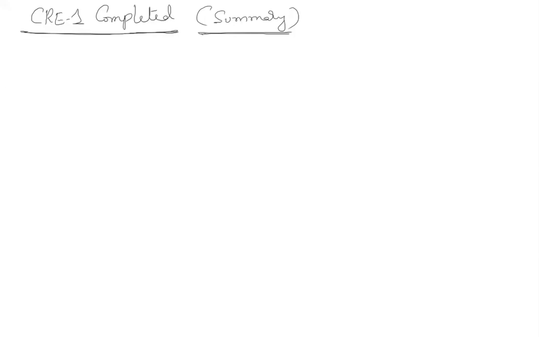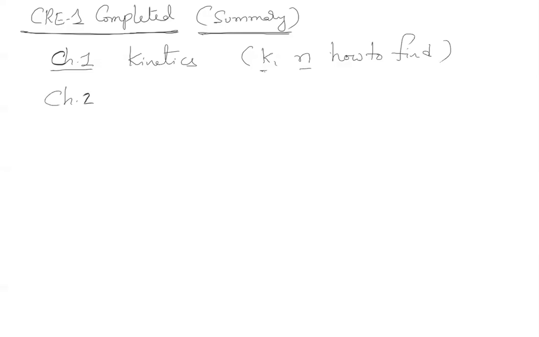What did we do in CRE1? We have chapter 1, where we did kinetics. How to find the kinetics, let's say k and n, how to find them. Each chapter you should have a clear summary. How do you find k? You have the differential method. How do you find n? The integral method, all this. Chapter 2, sorry, ideal reactors.